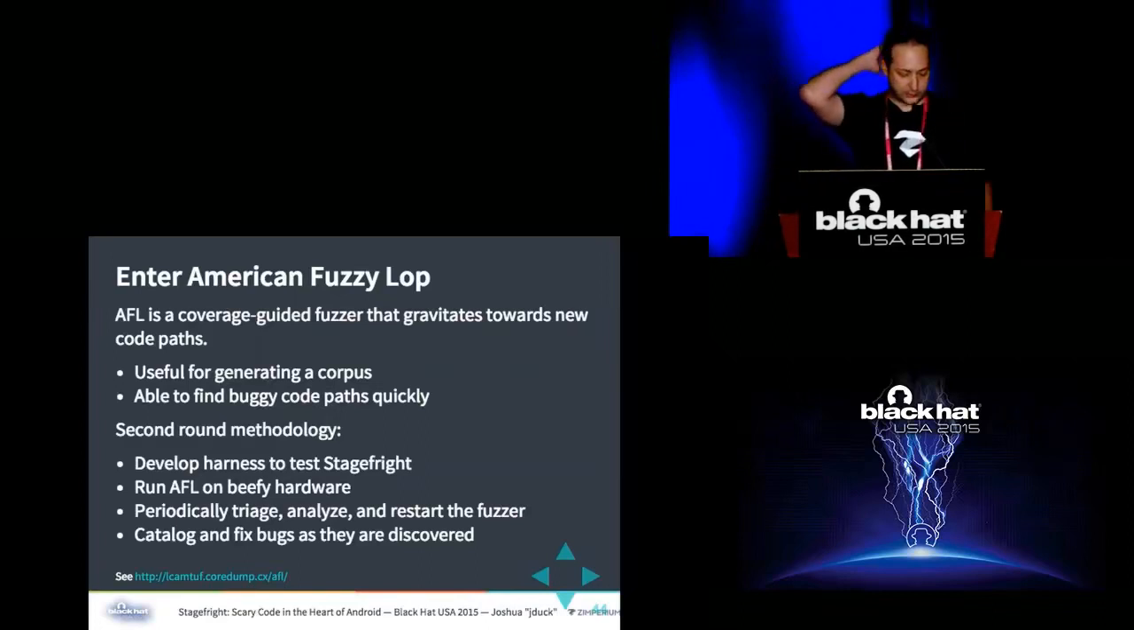So the second round methodology is a little different. I developed a test harness to run Stagefright on a beefy machine. And then I would periodically, like say once a day, stop the fuzzer. I would look at all the results, bucket them, analyze them, and then I would fix each individual vulnerability and catalog it. As soon as I found it, I'd restart the fuzzer for the next day. So basically every day I was guaranteed I would never find the same bug again.